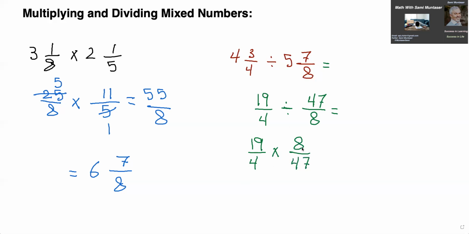Now, we start reducing. So 4 goes into itself once and goes into 8 twice. 19 and 47, nothing goes into 19 and 47 evenly. So that's as far as it could go. And therefore now, you just multiply tops together. 2 times 19 gives you 38. And the bottom will be 47 times 1, which is 47. And that's it. That's how you multiply and divide mixed numbers.